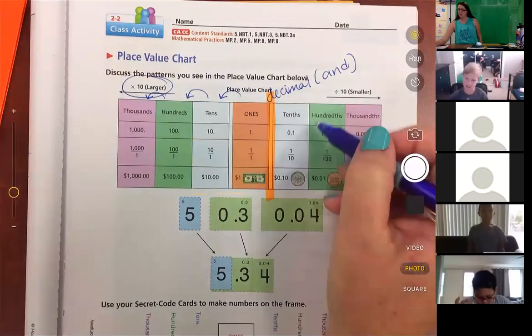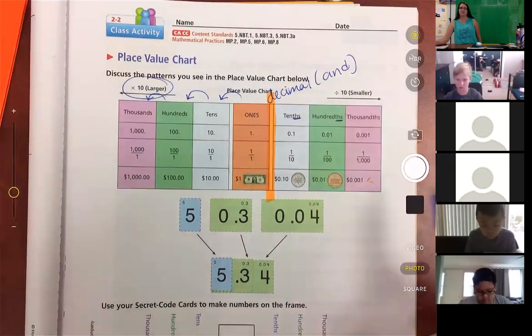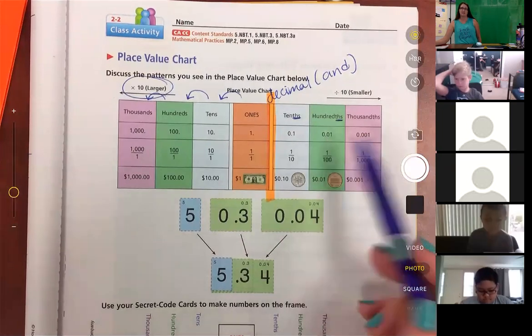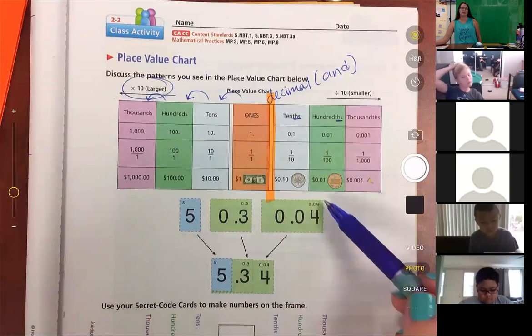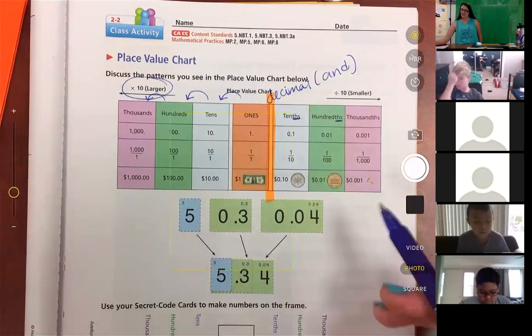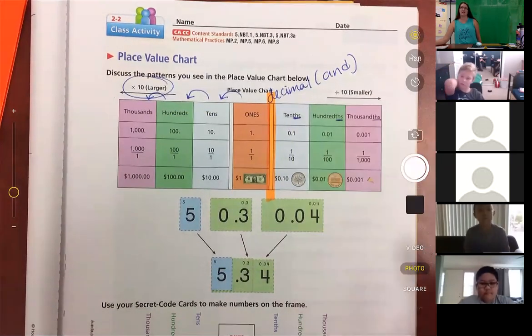For our hundredths, again, we have that THS because it's to the right of the decimal. It's 0 and 1/100th. As a fraction, it's 1/100, and it's a penny because there's 100 pennies in $1. And then moving one more time over, we get to the thousandths, the THS.